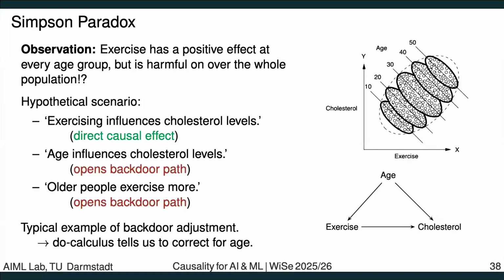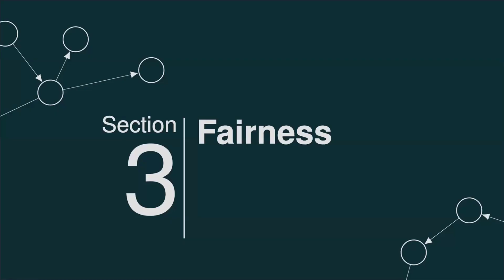So again, the real effect is exercise on cholesterol levels that we want to have, and we need to account for these vector paths that we need to exclude. So far, I think this was more about classical biases and regression and causal models. But now we might want to look at fairness metrics.